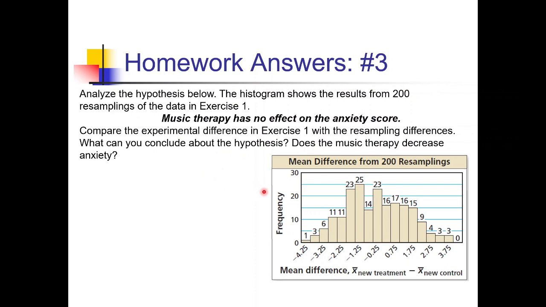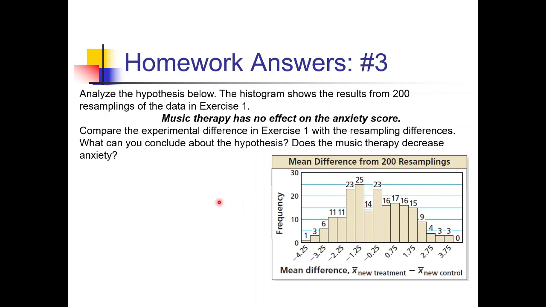So if this is a true hypothesis and music therapy really makes no difference, then all of these random reshufflings, our score that we got of negative 5.9 in the first problem, should be kind of in the center of all this data. So how does it compare? Well, here is the center of the data. It's like roughly in this negative 1.25 to positive 0.75 range.